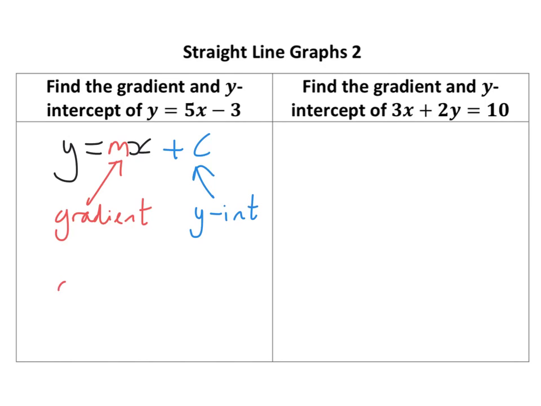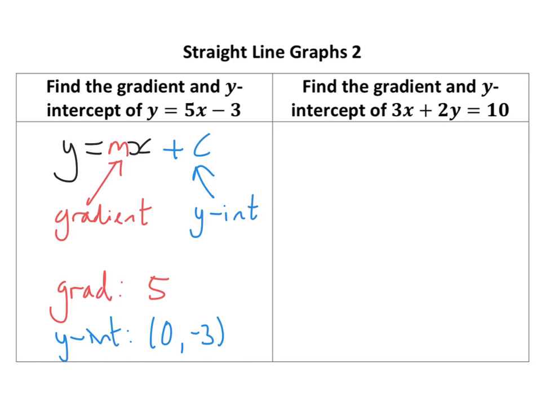So here, on y = 5x - 3, the gradient is 5, because that's the coefficient of x, and the y-intercept is, where is it? And I'm going to do this as a coordinate, so every coordinate on the y-axis is 0, something, so (0, -3).